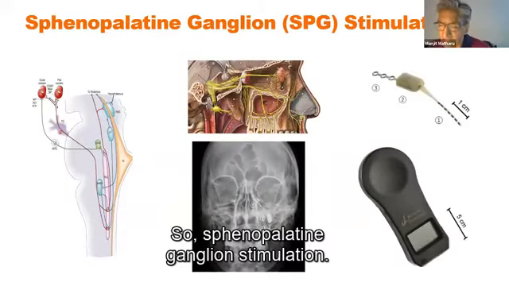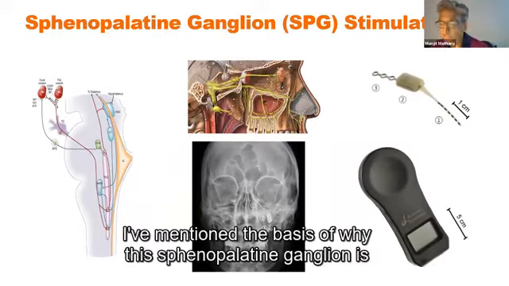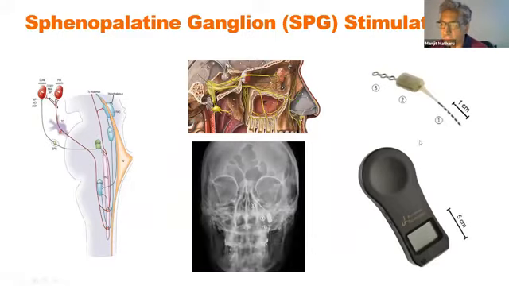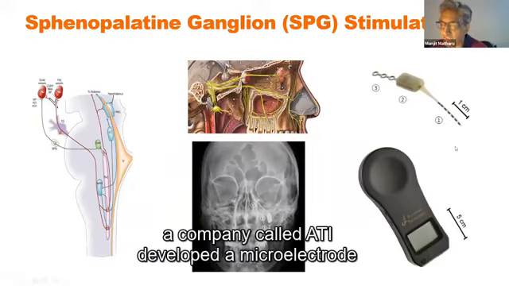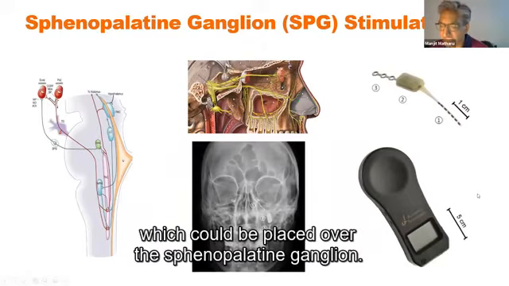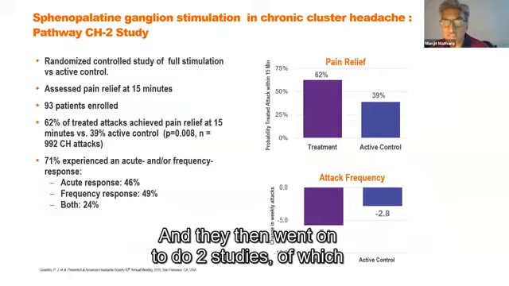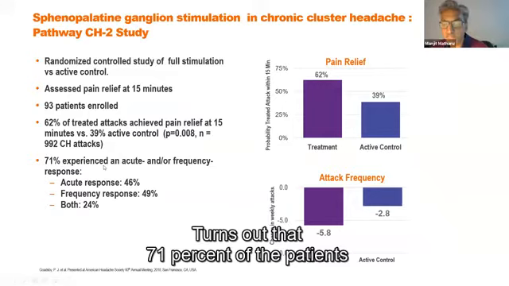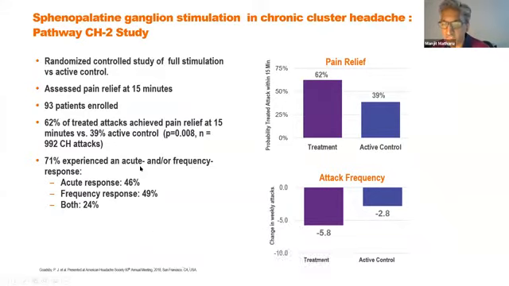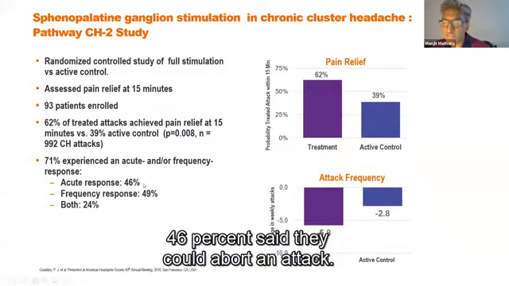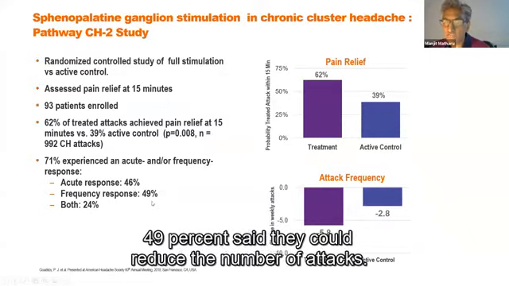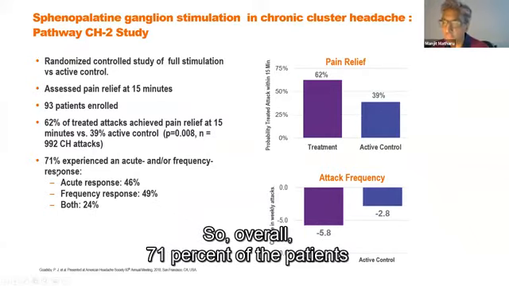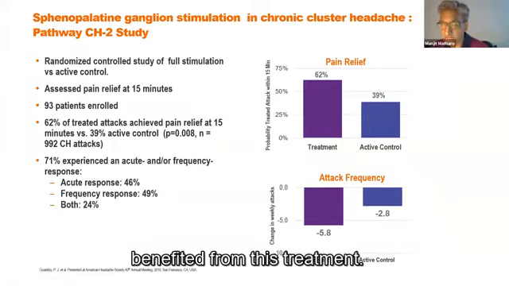So, sphenopalatine ganglion stimulation. I've mentioned the basis of why the sphenopalatine ganglion is important in the pathophysiology of cluster headaches. And on the basis of this, a company called ATI developed a microelectrode which could be placed over the sphenopalatine ganglion. And they then went on to do 2 studies, of which the CH2 study are the results that I'm going to present. Turns out that 71% of the patients found it to be beneficial as either an acute treatment or a preventive treatment. 46% said they could abort an attack. 49% said they could reduce the number of attacks, and 24% said they could do both. So overall, 71% of the patients benefited from this treatment.